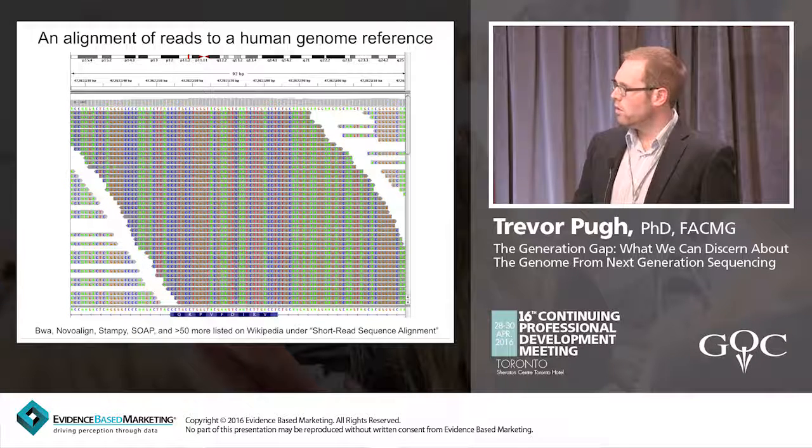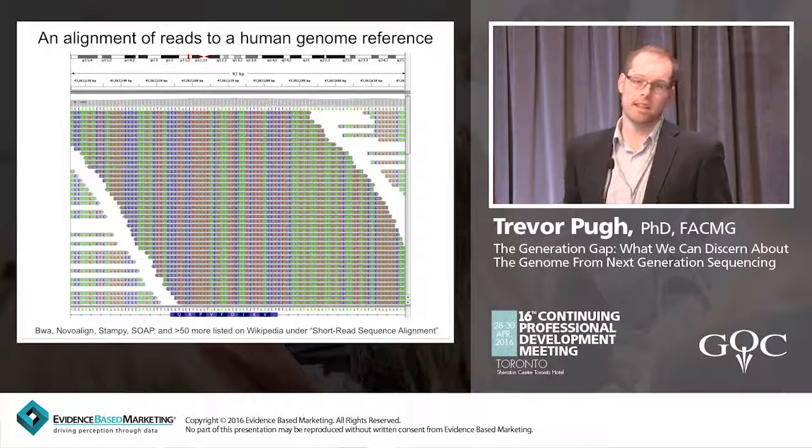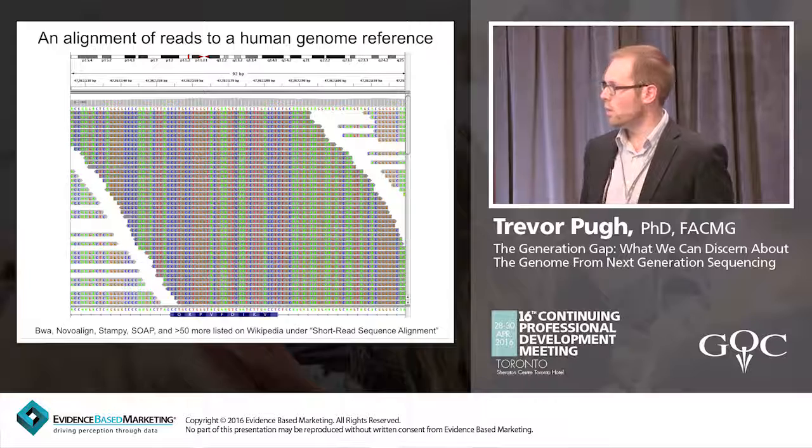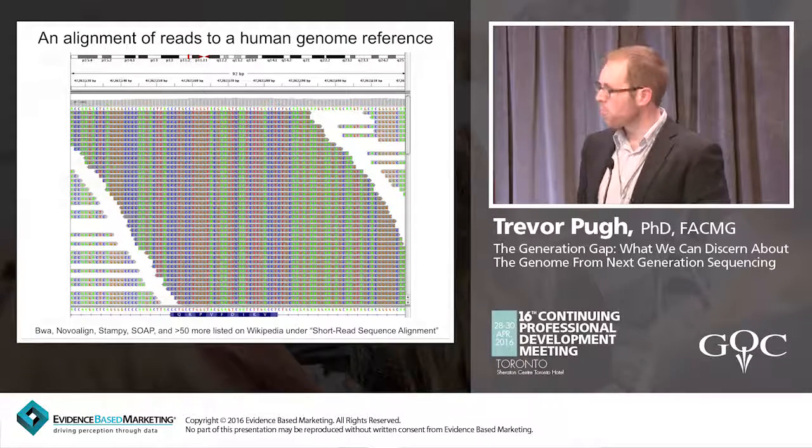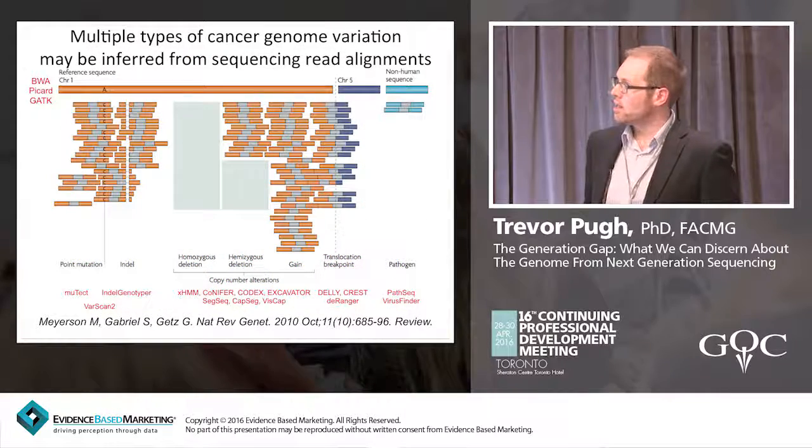So you have hundreds of X, in some cases thousands of X redundant measurement of the exact same base. In this case, there's not a single change. This is what my original genome looked like. No changes, at least in this region. The goal of computational analysis is to look for differences.